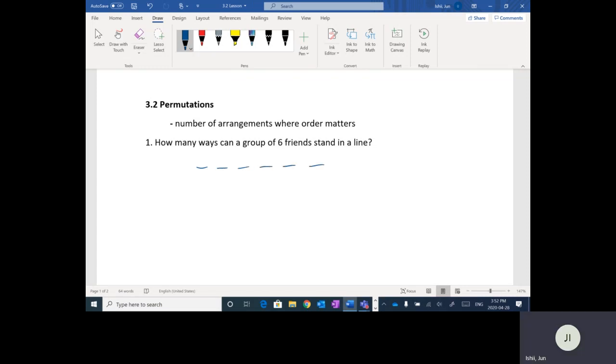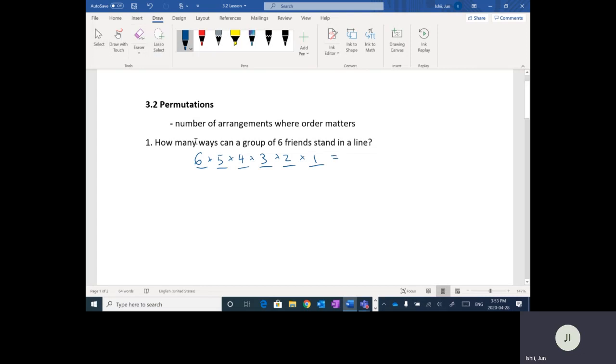So we have 6 spots, right? And according to the fundamental counting principle, we're just going to multiply the number of options for each spot. So for example, in the first spot, there are 6 options, because there's 6 friends. And then the next spot in line, there's going to be 1 less. So there's going to be 5 options because 1 person is standing at the front. And it will decrease by 1 each time. So there's only 4 options here because 2 people are at the front, and so on. If you apply the fundamental counting principle, we would multiply these together.